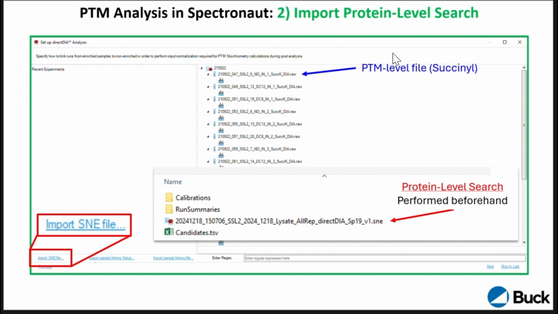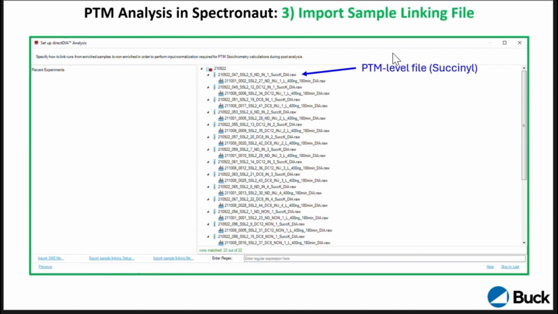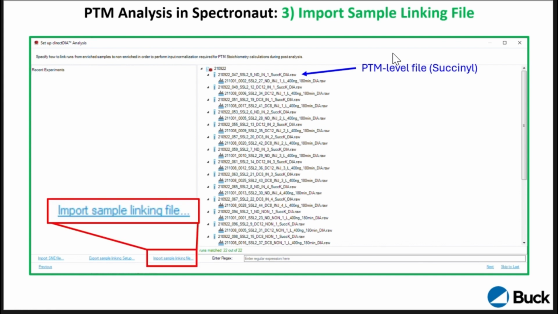So you can point to the protein level search that you maybe have done the day before, right, or the morning before. So you point to that particular SNE file that has all your protein level results into your PTM pipeline now. And then once you've done that, you can see how they're now matched up, right? You have the PTM level, and you want to match them up, so you may have to tell Spectronaut how do they correspond, what sample is the PTM level, what sample was the protein level.